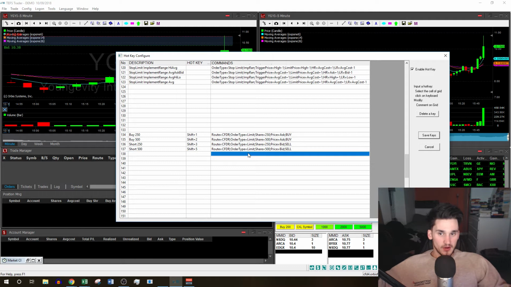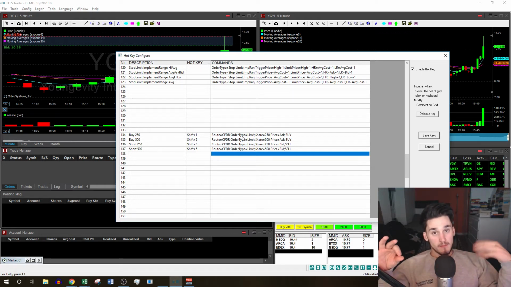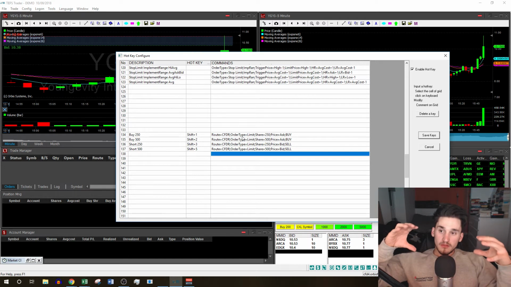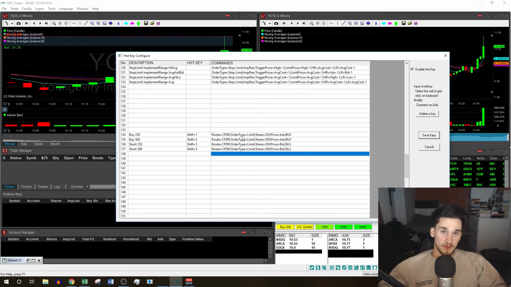So the description is buy 250, Shift 1, and it's going to be route, order type, limit. Now, the differentiation between the limit and the market: when you buy a share at a limit price, you will not get filled at any other price. The price you input is the price you get filled at. If you say I want to buy 1,000 shares at 11.50, your order will not get filled unless that price drops to 11.50.